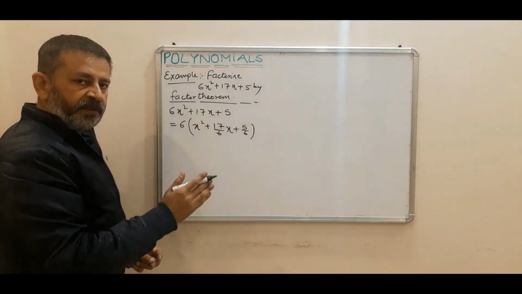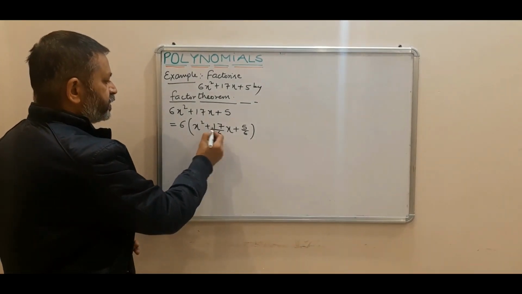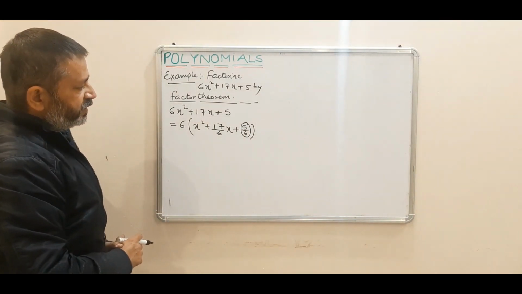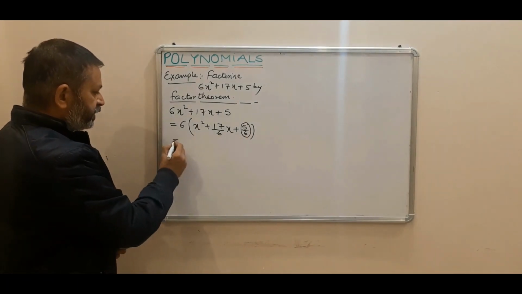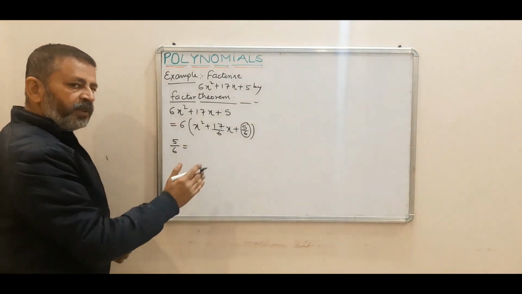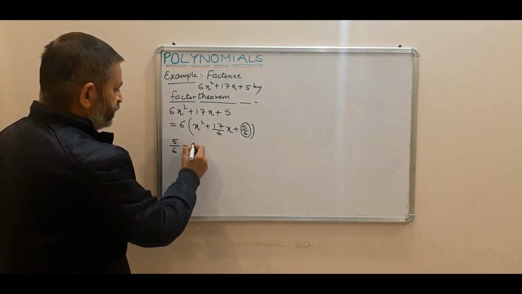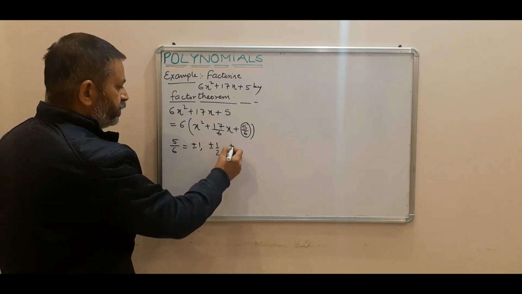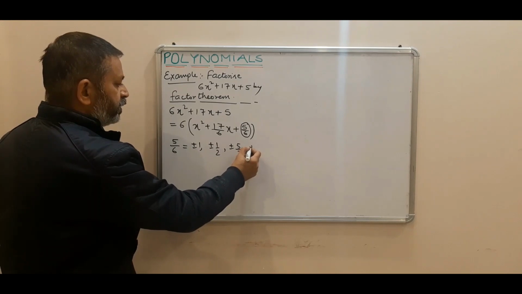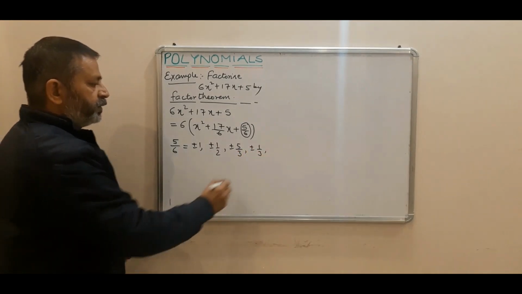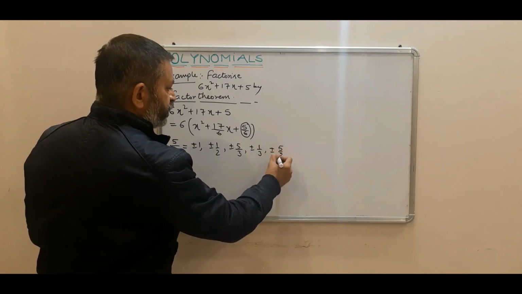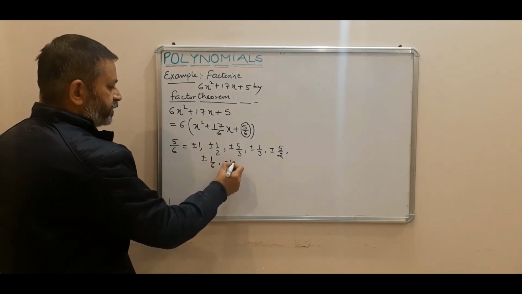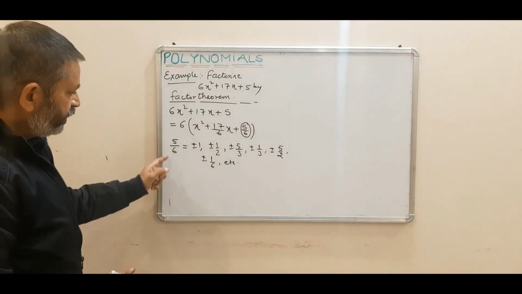This method is a little lengthy and a little bit tough, so just watch it carefully how to do this. So we need to concentrate on this number, that is the term without x, without variable, that is 5 by 6, and we'll factorize it. Write all the possible factors of 5 upon 6. So we can start with plus minus 1, plus minus 1 by 2, plus minus 5 upon 3, plus minus 1 upon 3, plus minus 5 upon 2, plus minus 1 upon 6, etc. So write all the possible factors of 5 upon 6.